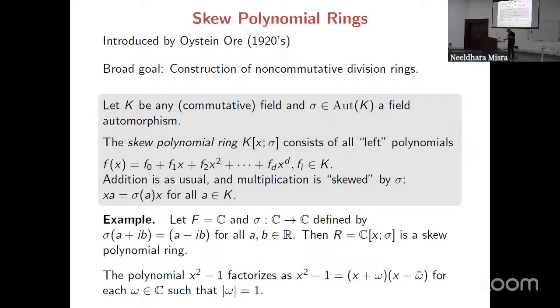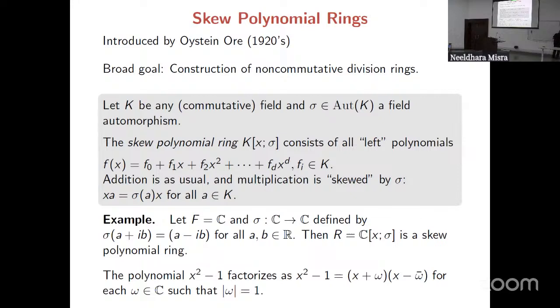So the right way of evaluating a polynomial at a scalar is to left divide that polynomial. By left divide, what I mean is, if you have a polynomial f(x) in K[x; sigma] and you have x minus alpha, you can left divide f to get a unique remainder.